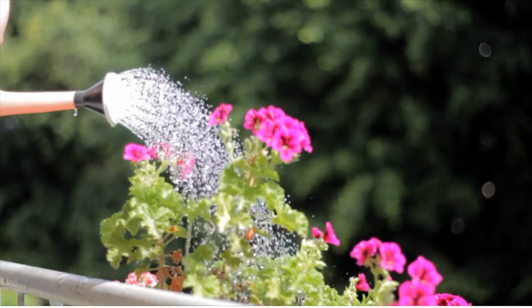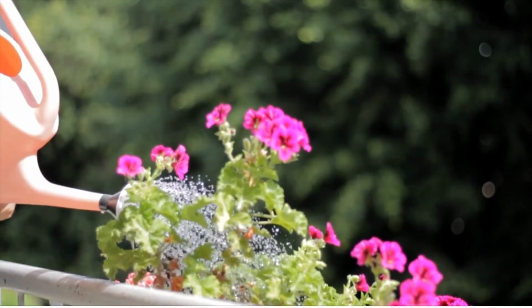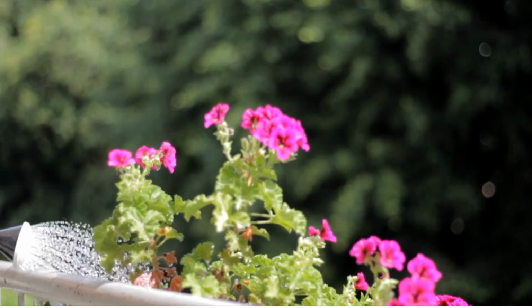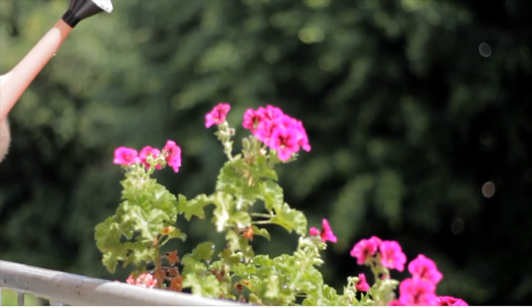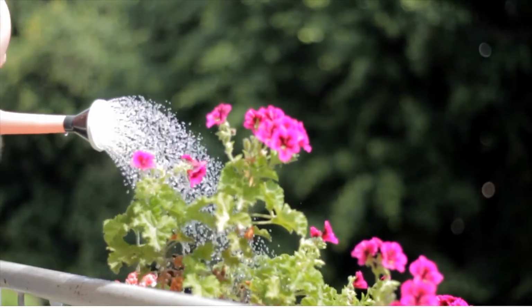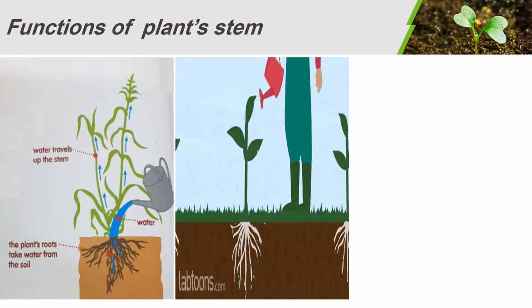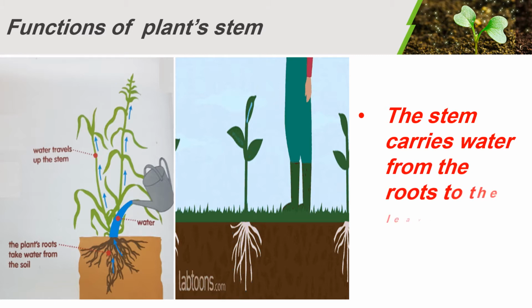Have you ever watered plants in your home or garden? Usually, we say we watered the plant, isn't it? But actually, we water the ground. Do you know how water goes into the plant? First, the roots absorb the water and minerals from the soil. Then, the stem carries the water from the roots to the leaves and flowers.